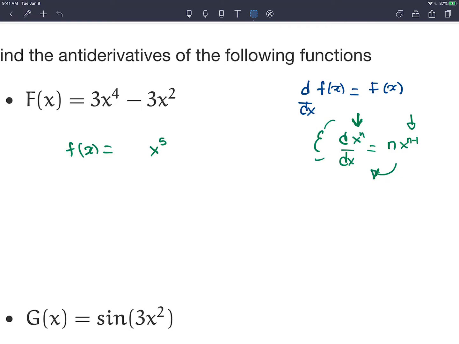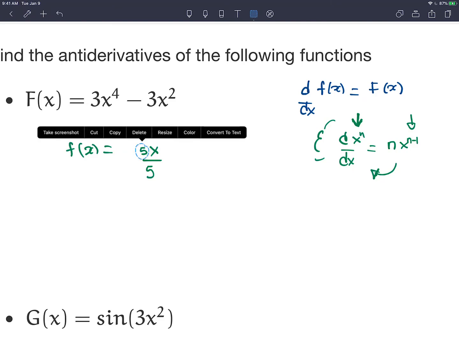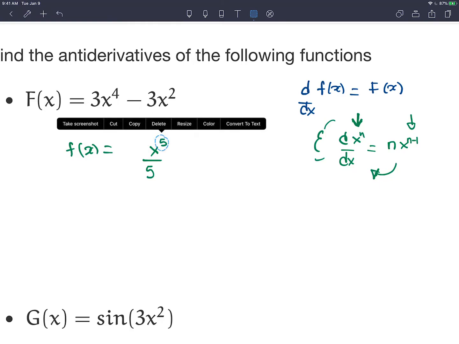So that means my function that I'm looking for has to be divided by 5, because that way, when I do the step above, the power coming down and having this to the power of 4, the 5s are going to cancel, correct? So sorry, I didn't write this correctly, but if I find the derivative of that, that's what would happen. So it's going to be x to the 5th over 5. The derivative of that would give me x to the 4th.